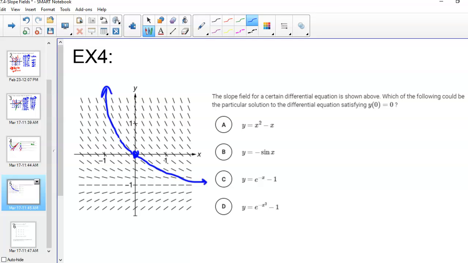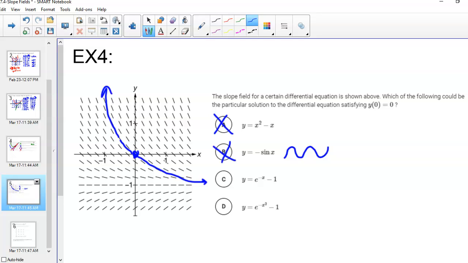There's a couple of these that we can eliminate really easily because we just know what the shape of the graph looks like. So for example, A is a quadratic. A quadratic is not going to have a horizontal asymptote. The quadratic would go back up at some point, so A would be out. B is a sine graph, and a sine graph is going to be repetitive like this. We don't see any indication here on the slope field that that's the case, so we would throw that one out as well. C and D are a lot more difficult to do.